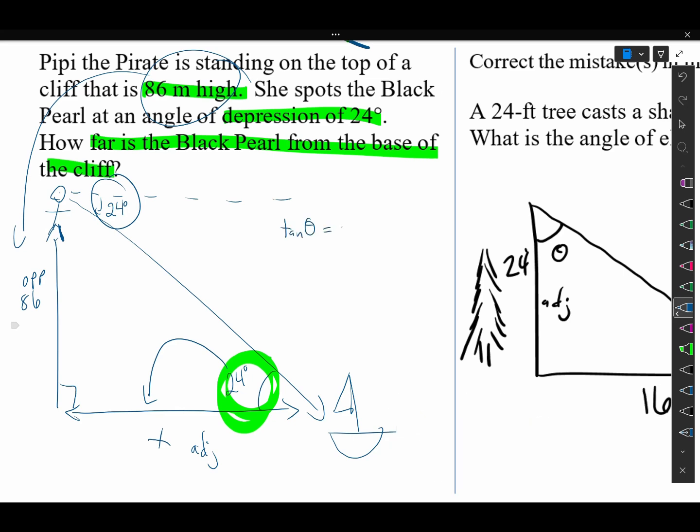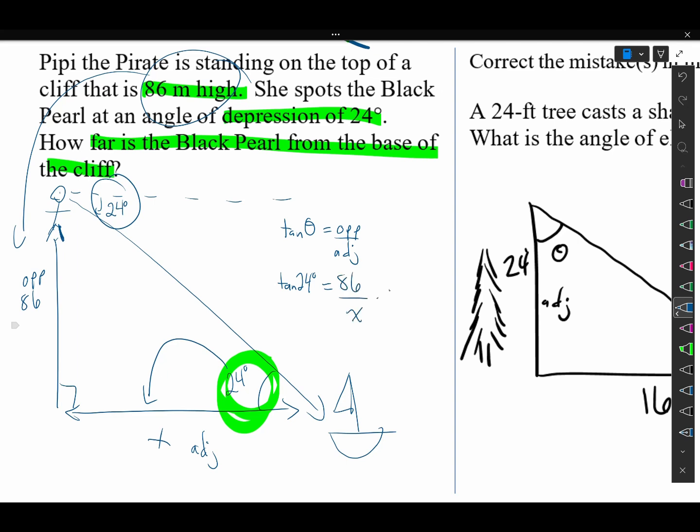So the tangent of theta is equal to my opposite side over my adjacent side. I'm now substituting in the values that I know. The tangent of 24 degrees is equal to my opposite side, that's 86 over x.